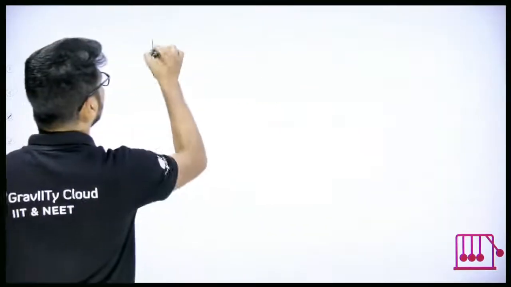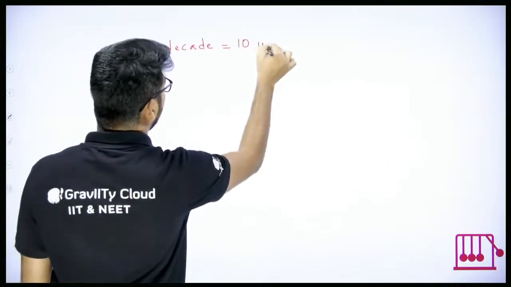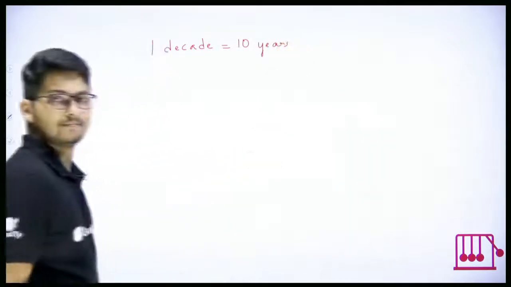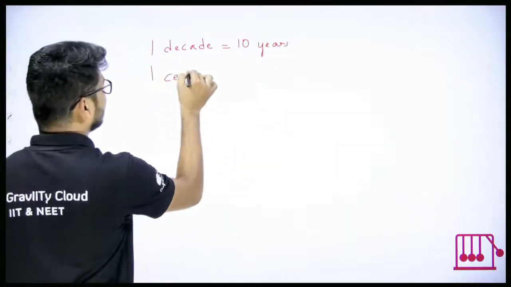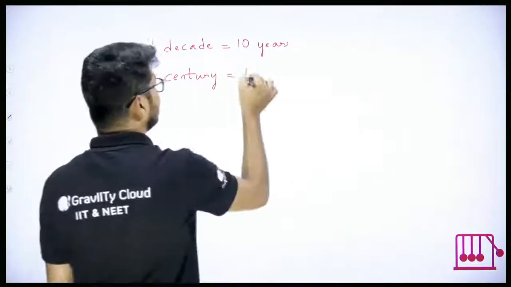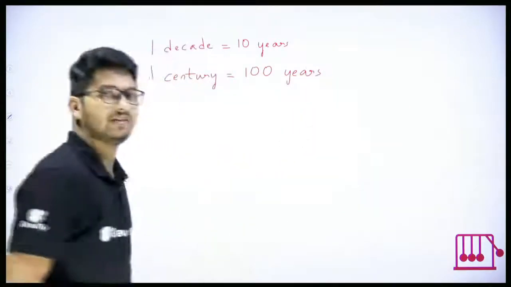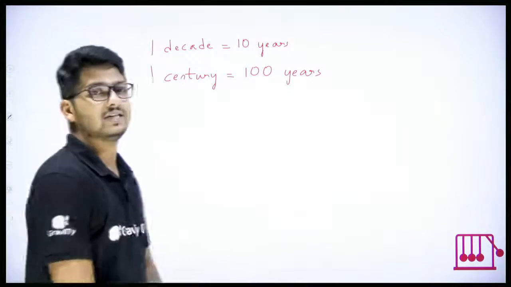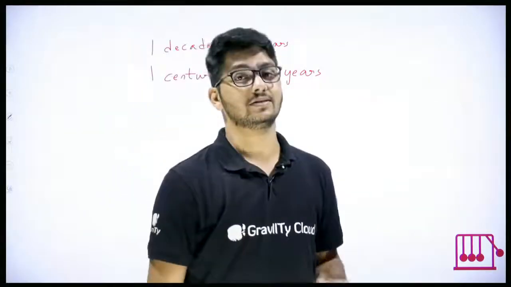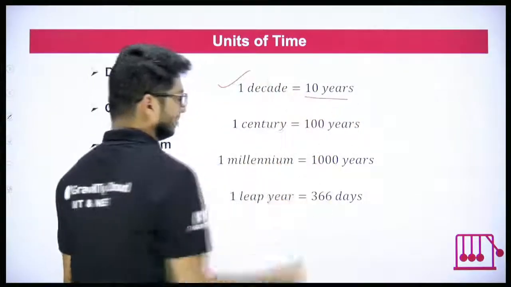Have you heard about a decade? Yes or no? What is 1 decade equal to? 1 decade is equal to 10 years. What about 1 century? What is 1 century equal to? You know about century in cricket. Century is 100. So when we say 1 century, it is equal to 100 years. Clear?